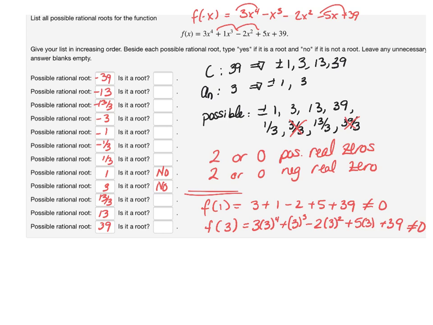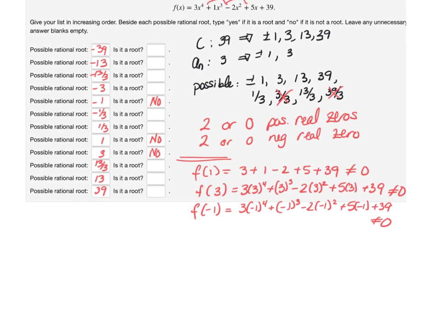And again, I'm trying to avoid the fractions if I can. So now I'm going to try f of negative 1. So I put negative 1 in there, and I get 3 times negative 1 to the 4th, plus negative 1 to the 3rd, minus 2 times negative 1 squared, plus 5 times negative 1 plus 39. Does that equal 0? No. Yeah, I don't get it to be 0 either. So this does not equal 0. So this is a no.